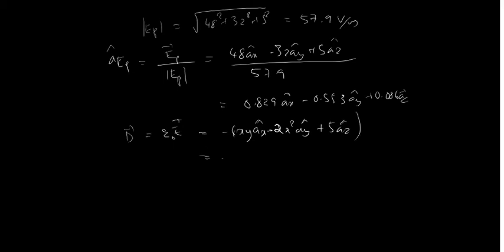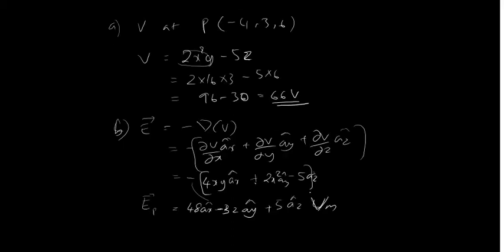So epsilon times this one, if you multiply, you will get minus 35.4 xy ax cap plus 17.71 x square ay cap plus 44.3 az cap, in pico coulomb per meter square. Okay, so that comes here, pico being 10 raised to minus 12. So this is the expression for D.